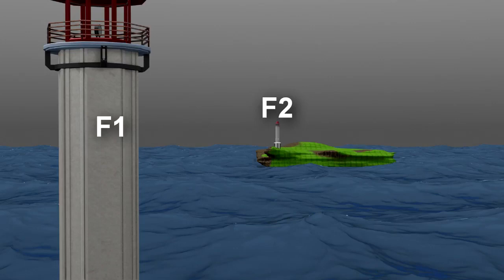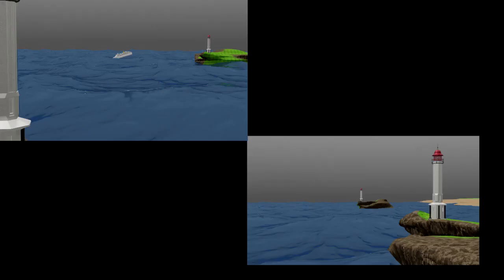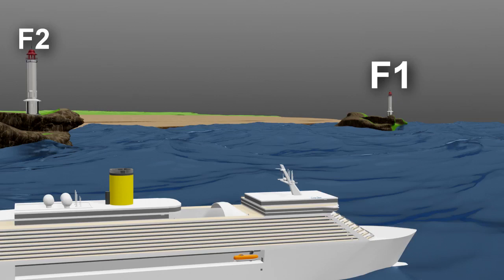Problem. Two lighthouses, 1,200 meters apart on a shore that runs west to east, are at the points F1, x = -600 and y = 0, and F2, x = 600 and y = 0, as shown in the figure below. Both lighthouses at the same moment send a message to a ship at sea. The ship received messages from F2 3.5 seconds before it received the message from F1.